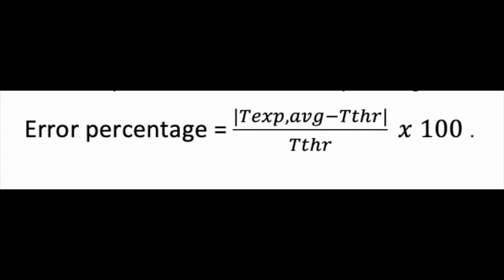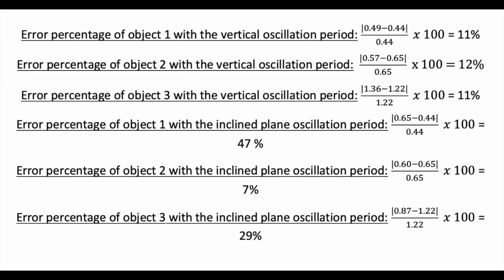The error percentage is calculated with this equation. It is conducted in both experiments for each mass. The errors of the inclined plane are higher than the vertical ones. The cause of that can be the friction of the copper surface. The angle might be not still during all the experiments, and there might be an error with the oscillation number and time calculations.